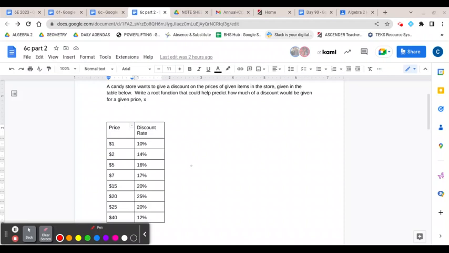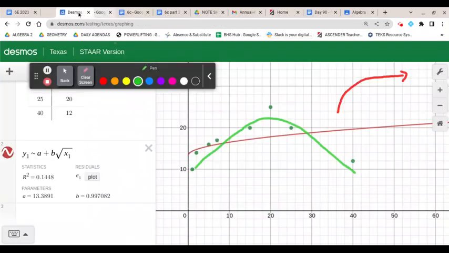Now, hopefully we can see here that this does not go through these data points very well, because these data points go up and they come back down. Okay, so there may be another type of function that fits this a little bit better. What kind of function would fit this better? Well, I think it would be a quadratic.